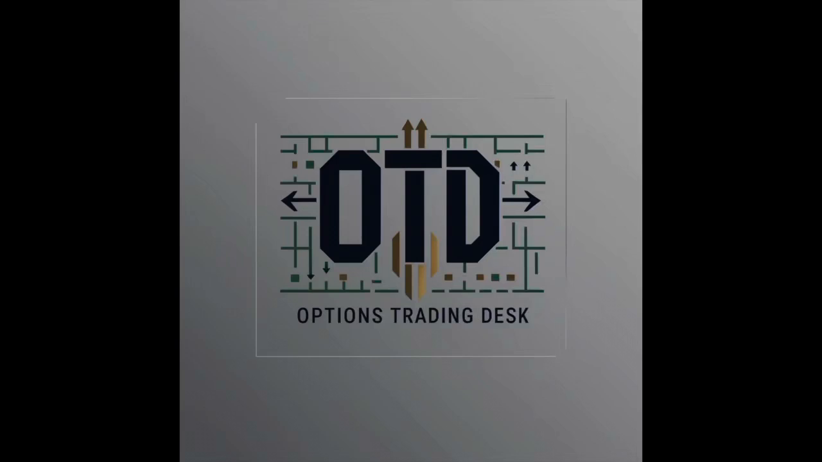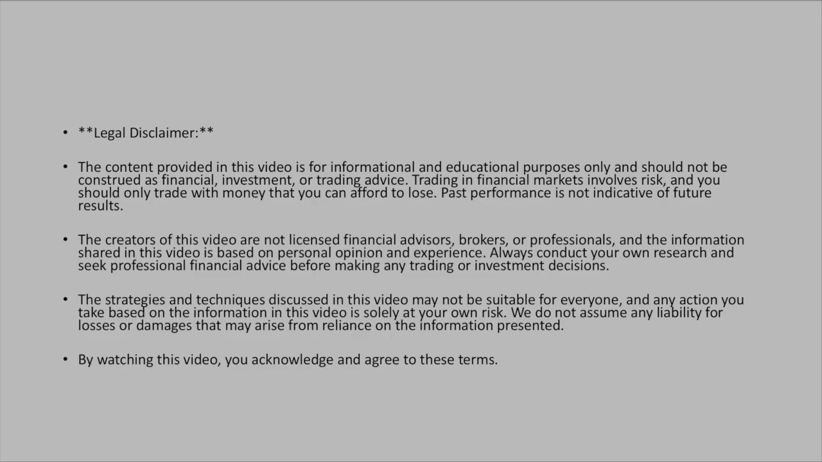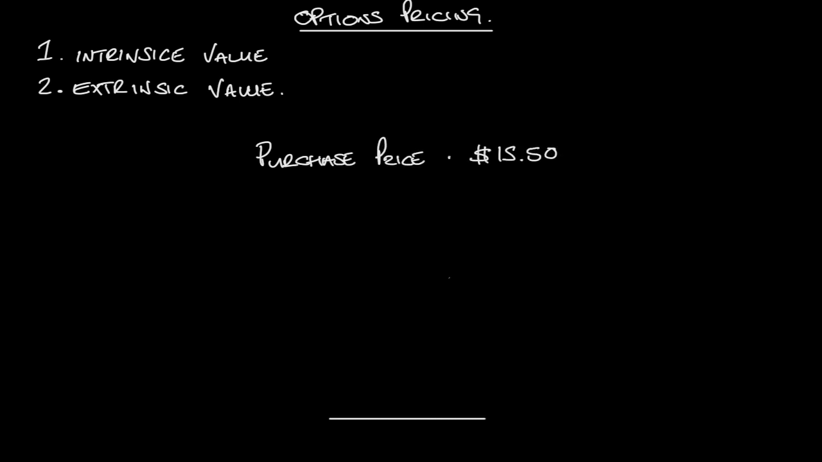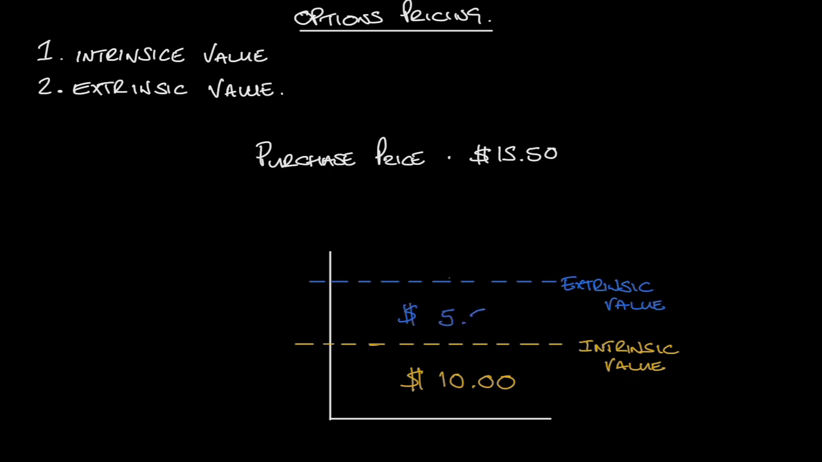In this video, we're going to be taking a look at intrinsic and extrinsic value. When we trade options, the price that we buy or sell at is made up of two distinct parts. The first part is intrinsic value. The second part is extrinsic value. If we add both parts together, we will get the total price.